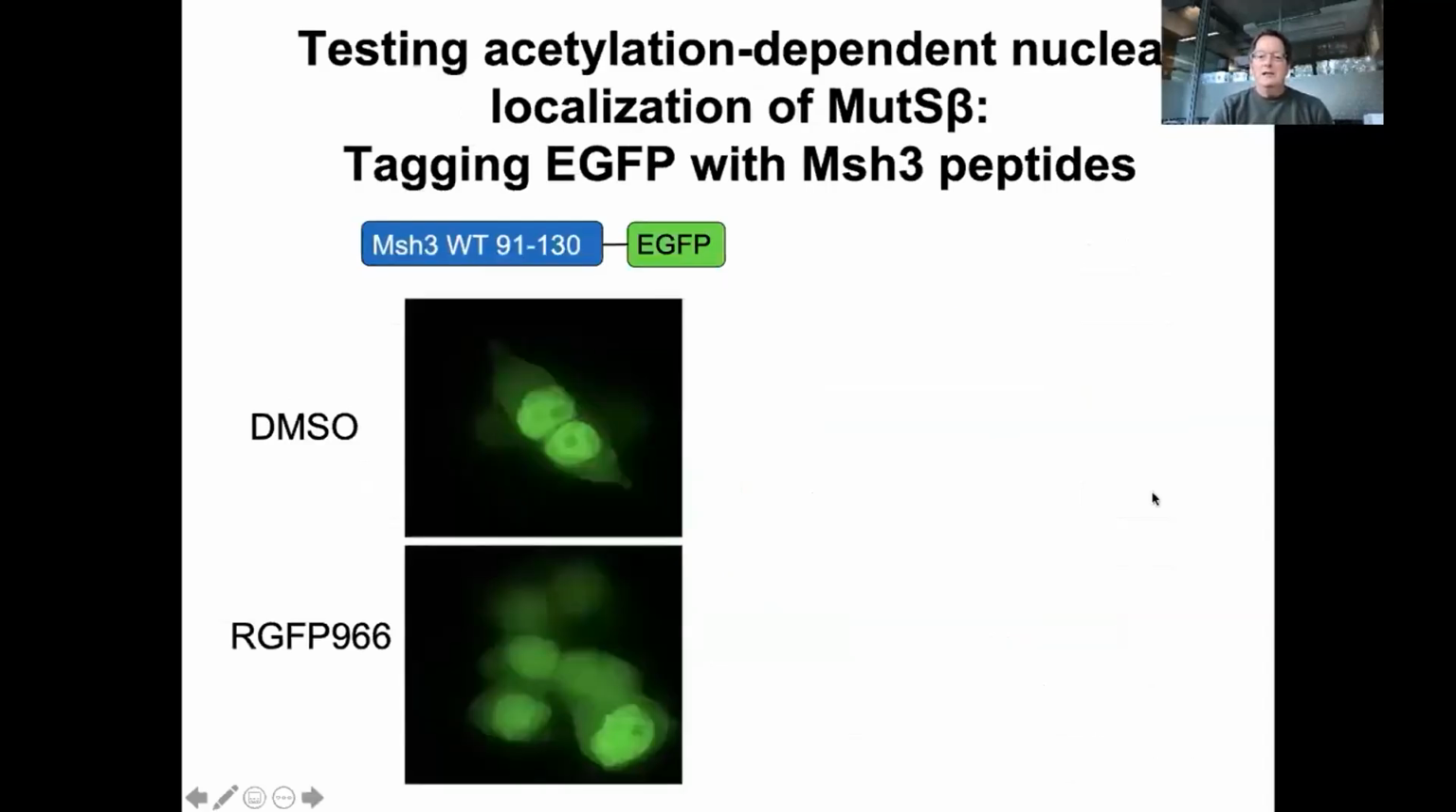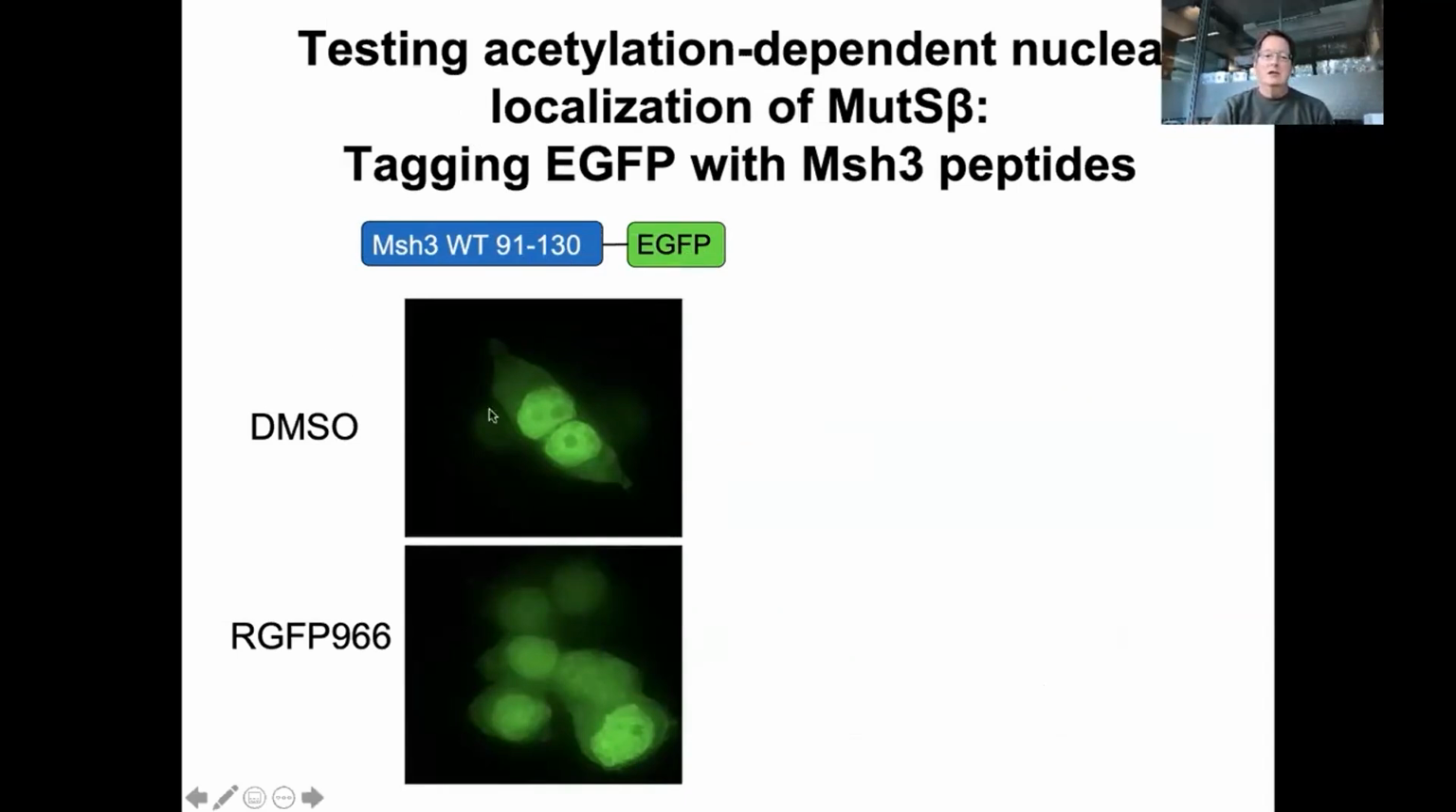One way we think this occurs is through subcellular localization, that basically acetylation forces mu-beta, or at least some mu-beta, out of the nucleus away from the DNA into the cytoplasm. And so here's some of the evidence that shows this. Greg tagged EGFP with a portion of MSH3, 40 amino acids that contain those 5 sites.